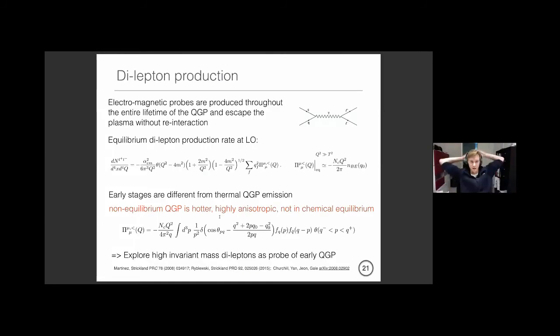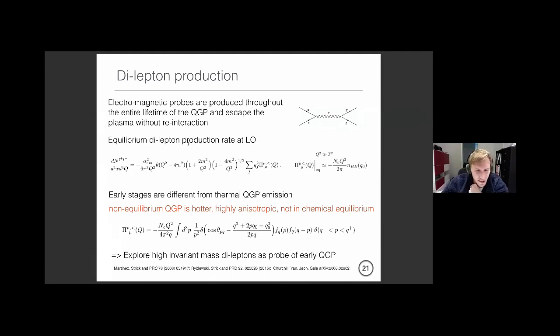And so the idea here, of course, is very simple, and it's also not entirely new, right? Mike and my collaborators have looked at this for a long time, but the basic idea is that electromagnetic probes are produced throughout the entire lifetime of the QGP, and they escape the plasma without re-interaction, right? So if there's any particular feature you can identify about electromagnetic probes from the pre-equilibrium stage, well, maybe you can be lucky and you can measure it.